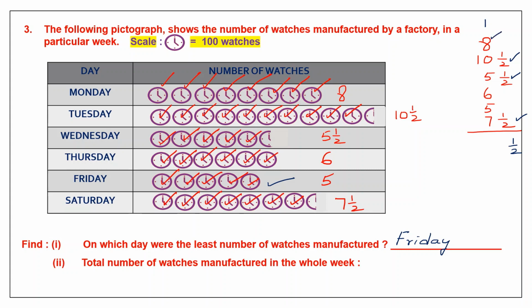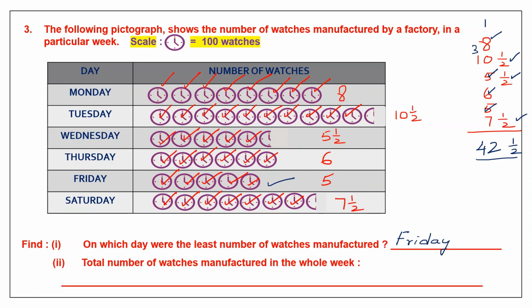1 plus 8 is 9. 9 plus 5 is 14. 14 plus 6 is 20. 20 plus 5 is 25. 25 plus 7 is 32. So carry 3. 3 plus 1 is 4. So we have 42 and a half. So we have 42 and a half symbols given there.